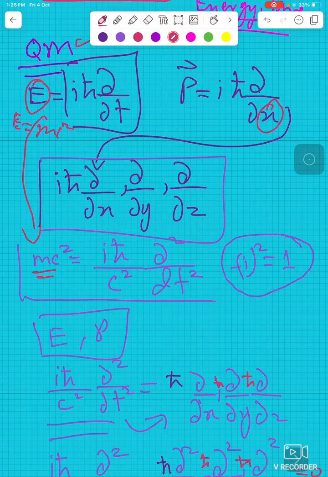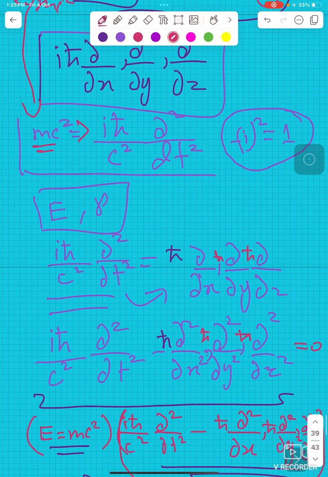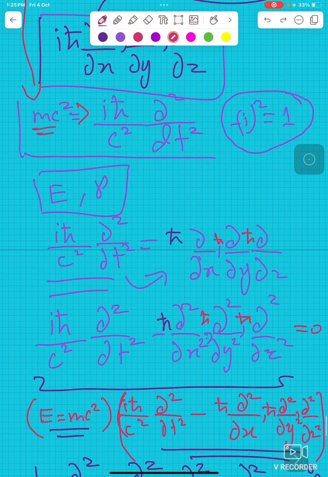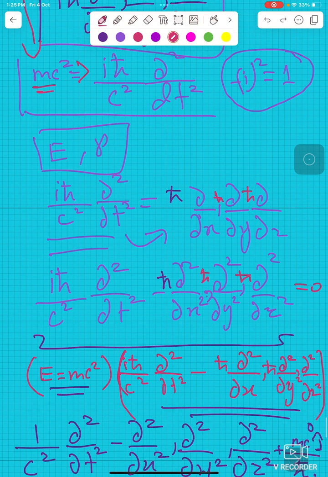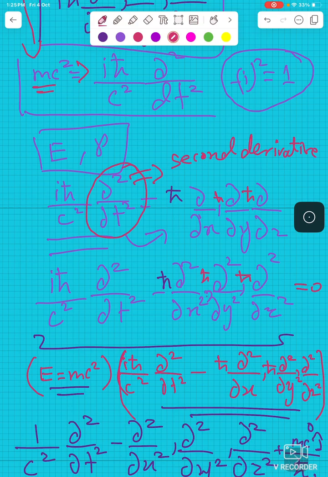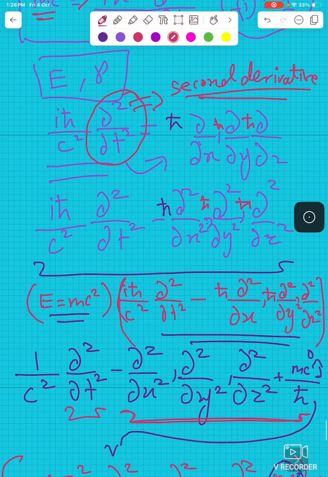I got mc square equal I h bar over c square. This is what it looked like. And then I square, okay fine, I'll just write I square as well, what it means, later. The momentum operator and energy operator combined to give I h bar over c square d square over dt square. This is a partial time derivative, second partial derivative.